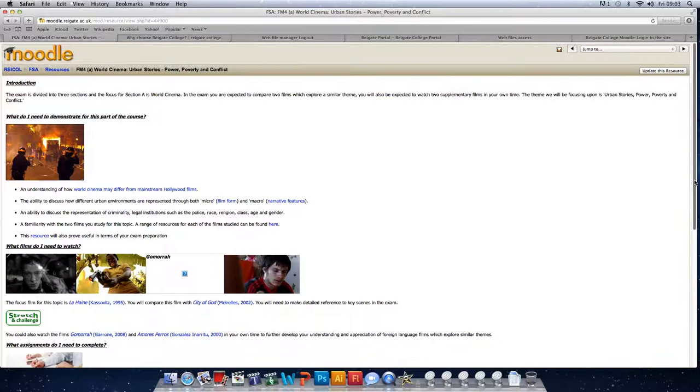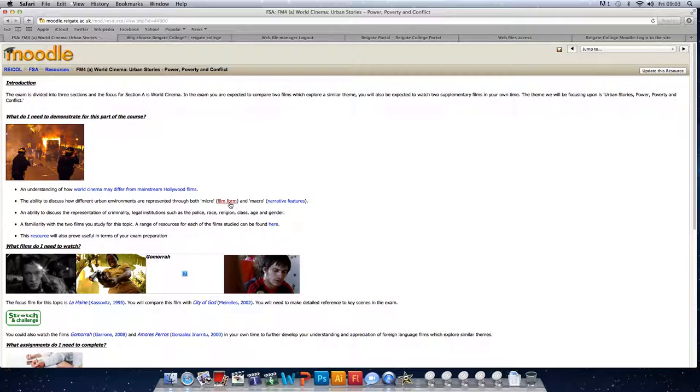So the key focus really, first of all, is in this part. You need to make sure that you feel confident that you can do each of these things in the exam. Okay, so for example, think about how world cinema may differ from mainstream Hollywood films as a starting point for looking at world cinema. The ability to discuss how urban environments are represented through both micro film form and macro narrative features. Now, this is important because in the exam, there's an emphasis on one of these in terms of the choice of questions. So you might get a question which will focus on style, technique, film form. It might specifically say sound, mise-en-scène, camera work, editing.